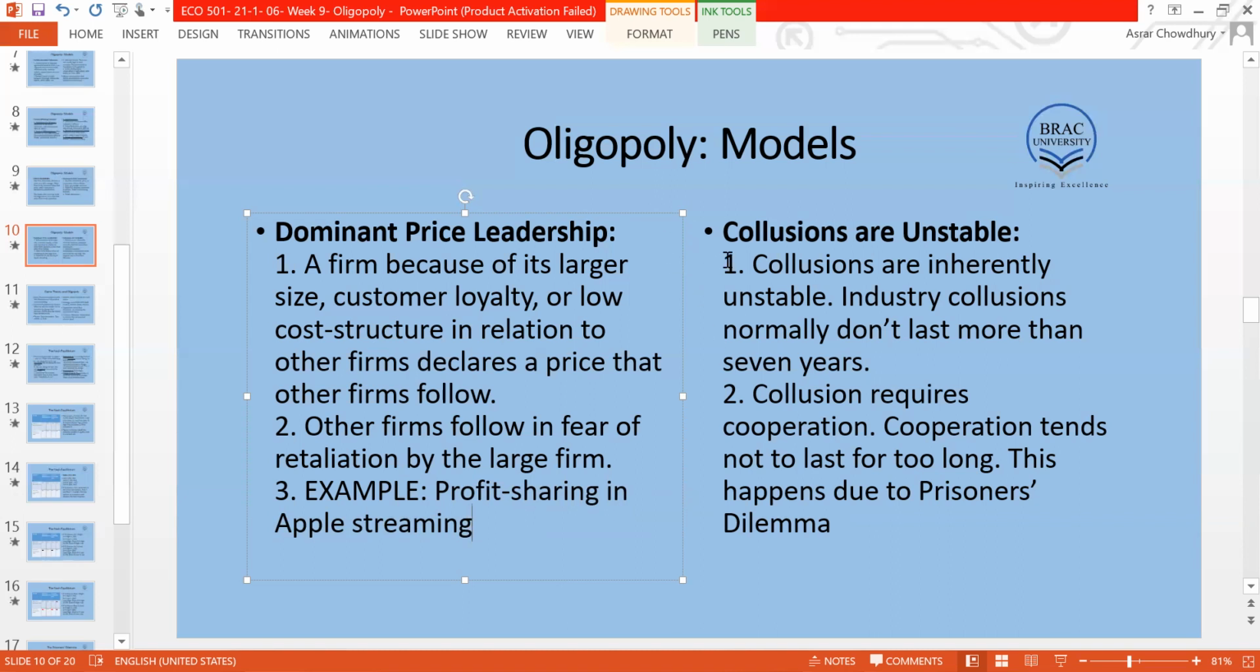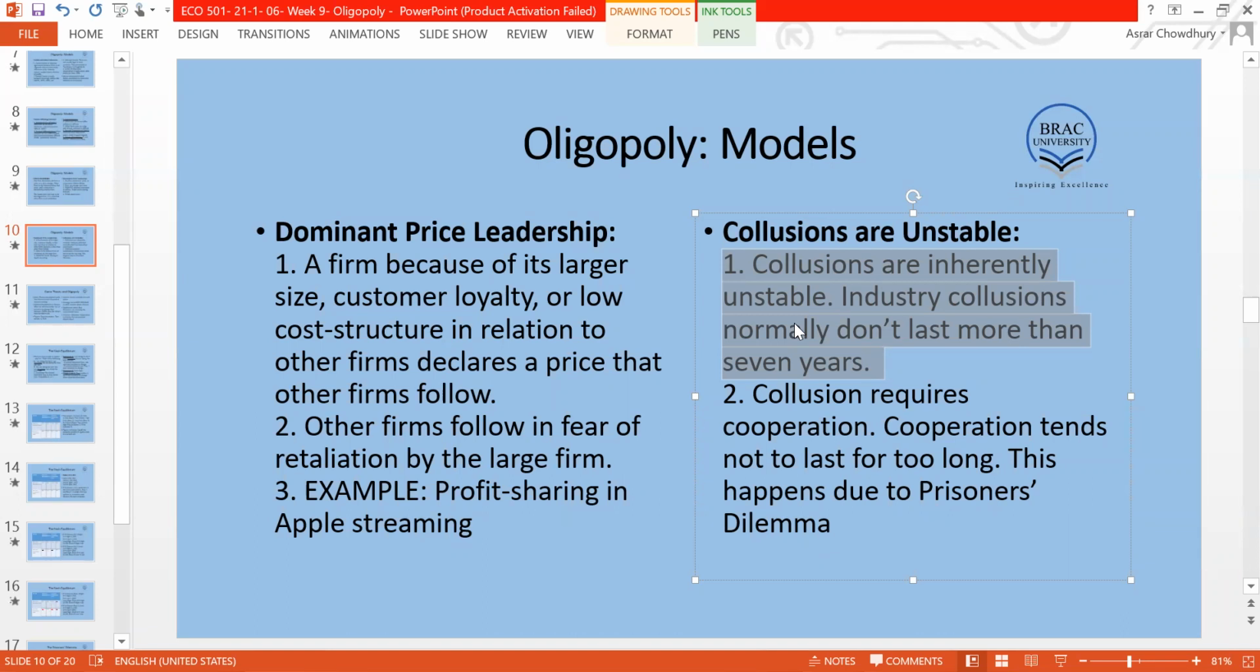Acha, now historically, this is an observation which you will find if you do a strategic management course later on in your MBA program. Collusions don't last more than 7 years. Maximum 7 years. This is a rule of thumb. No collusion exists for more than 7 years.